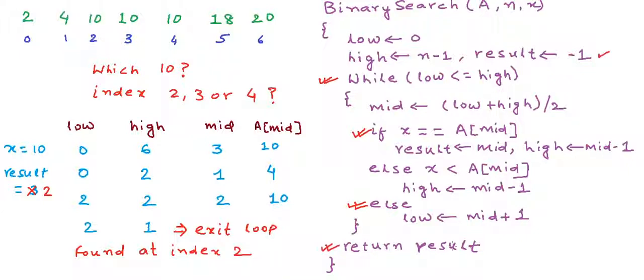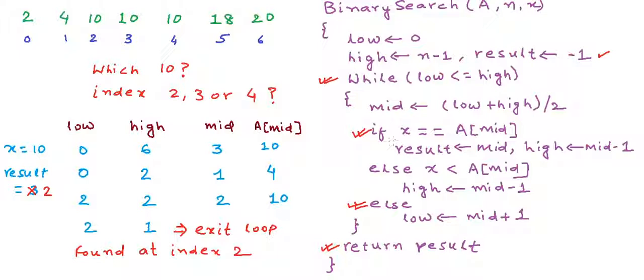We are returning result here once we complete the while loop, and we are not returning result inside the loop. Result is initially minus 1, so if we do not find any x, it is never modified, and we return minus 1 to say that we could not find x in the array.